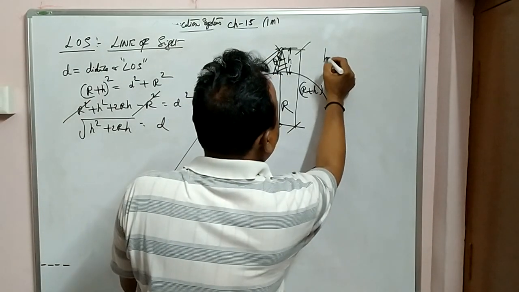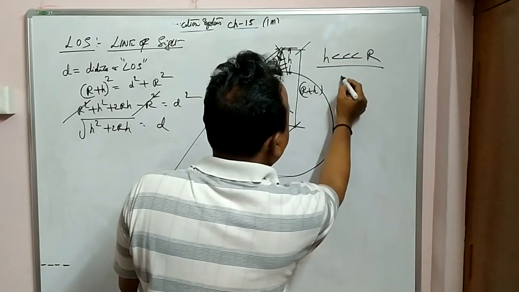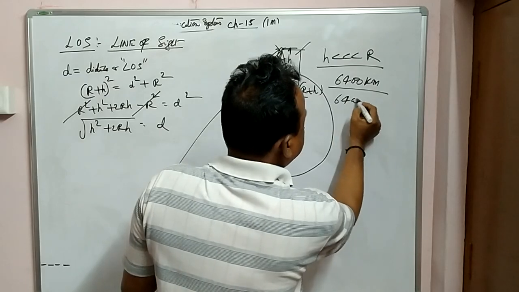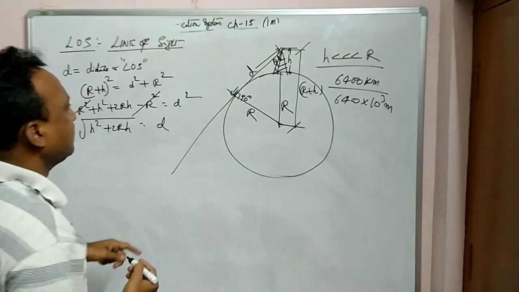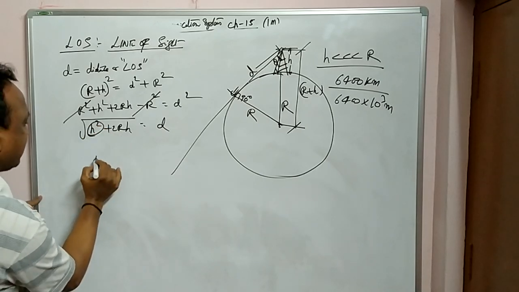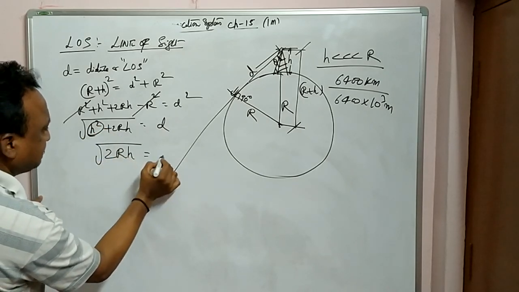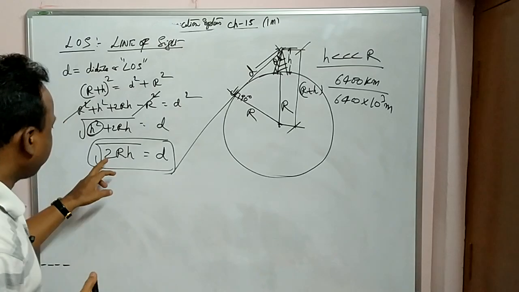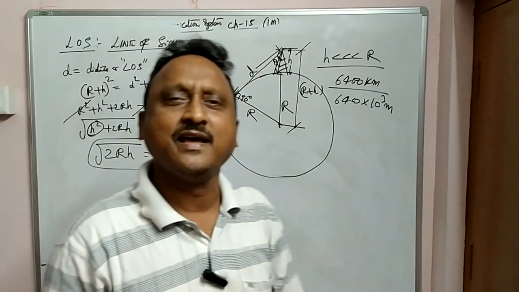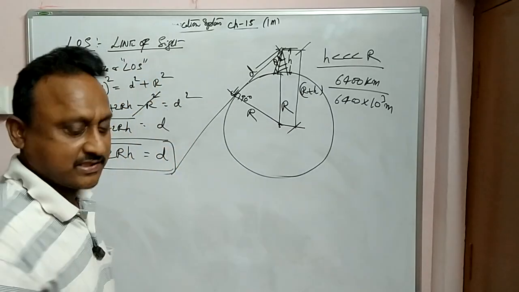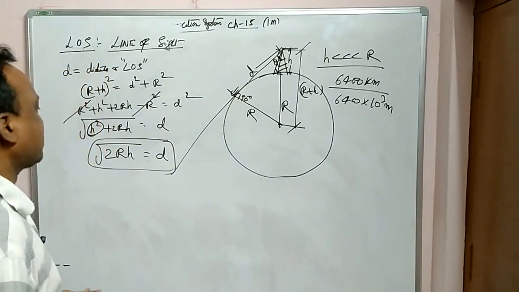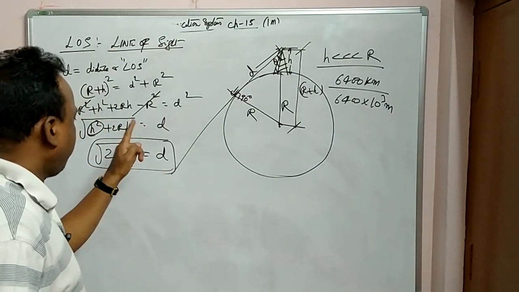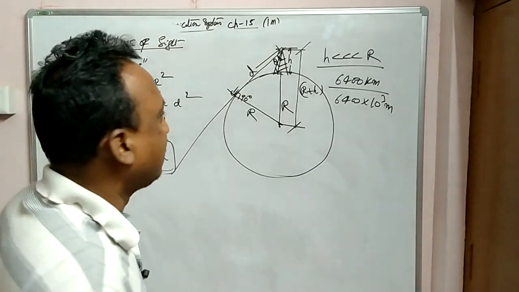But sometimes, when this height is very small compared to the radius, we all know the radius of the Earth is 6,400 kilometers, or in meters 6.4 into 10 power 6 meters, a large value. So when you compare, h square can be neglected. Therefore, d is root over 2Rh. This is the distance or range: 2 into the radius of the Earth into h, where h is the height of the antenna. This formula is very important in numericals. Suppose you are asked the height of the antenna required, R is given, d is given, or if you want d, h is given, you can substitute the values and calculate.